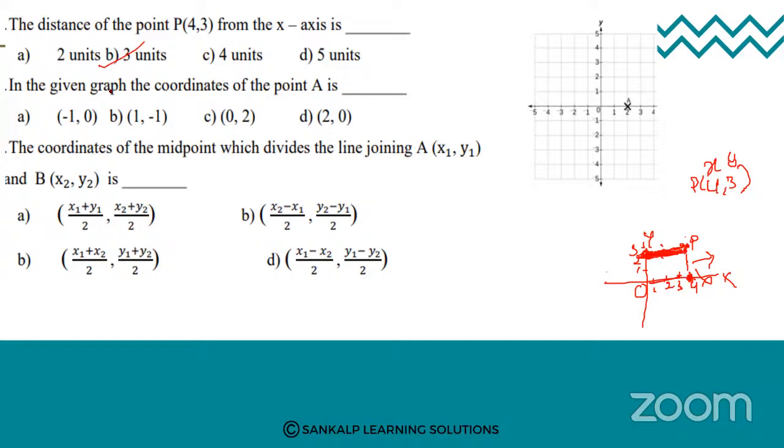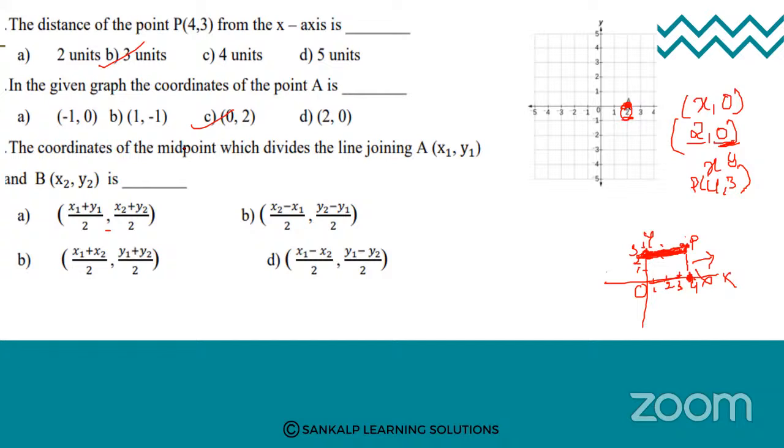In the given graph, the coordinates of point A is, where is our point A? Here. Coordinates of point A, it lies on x-axis. So if the point lies on x-axis, then what will be the coordinates? Yes, if the point is on the x-axis, you are going to get (x, 0), y value is 0. The x value you know, because our point A lies on 2, so (2, 0) you will get. Therefore, coordinates of A is (2, 0).